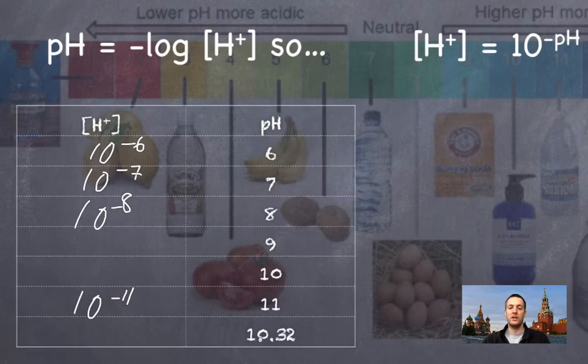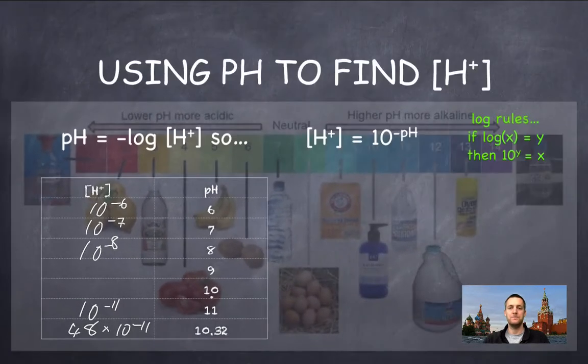If we get an odd looking number like this that we can't do in our head, well, this is still 10 to the power minus 10.32, but let's give that a number, and that's 4.8 times 10 to the minus 11. And I did that by using my calculator, not in my head.